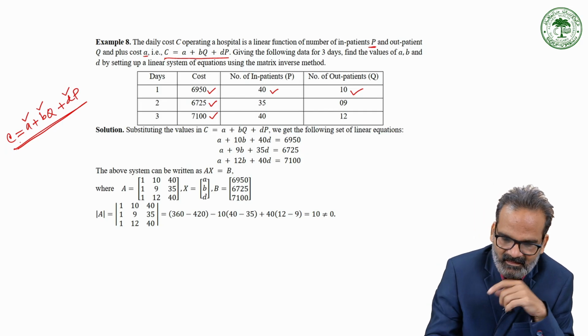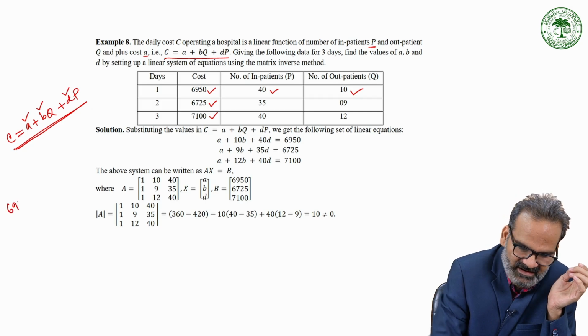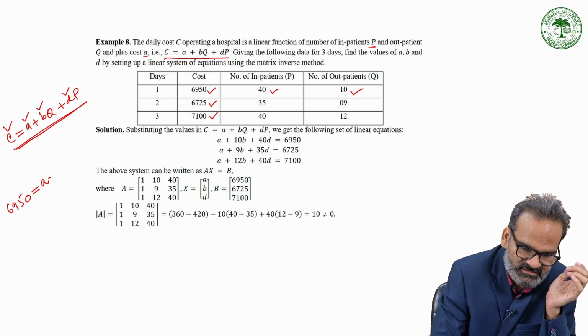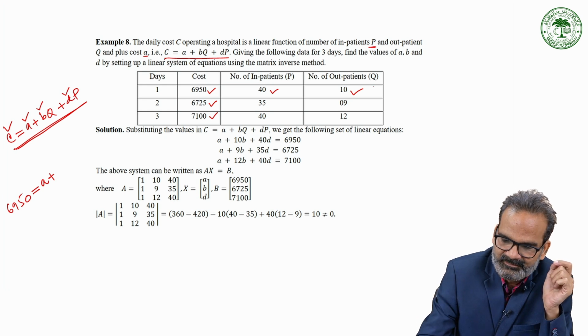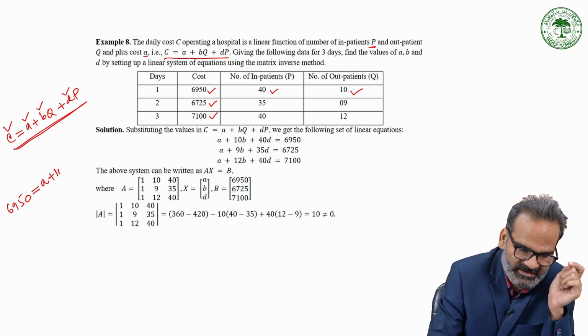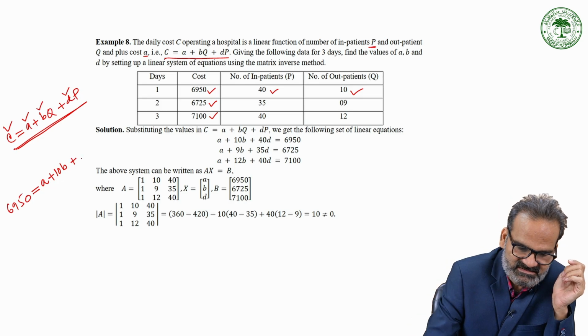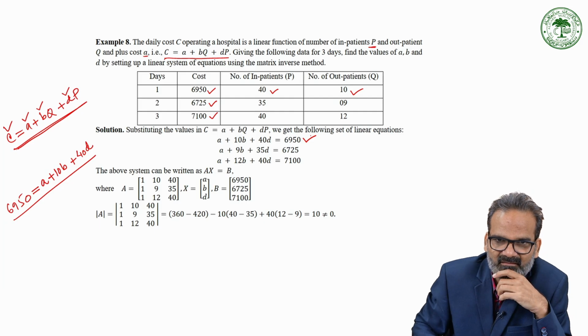See, what is the cost for the first day? The cost for the first day is 6950. That is C. This is equal to what? A will remain as it is. What is B and what is Q? Q denotes outpatients, so this is 10 times B, plus D and P. P denotes the inpatients, that is 40 times D. Right? This is equation number 1.